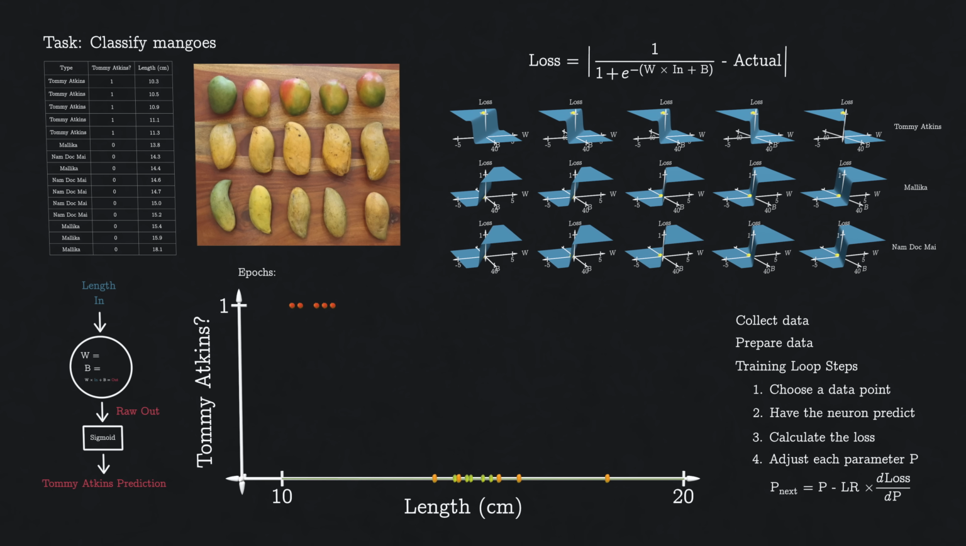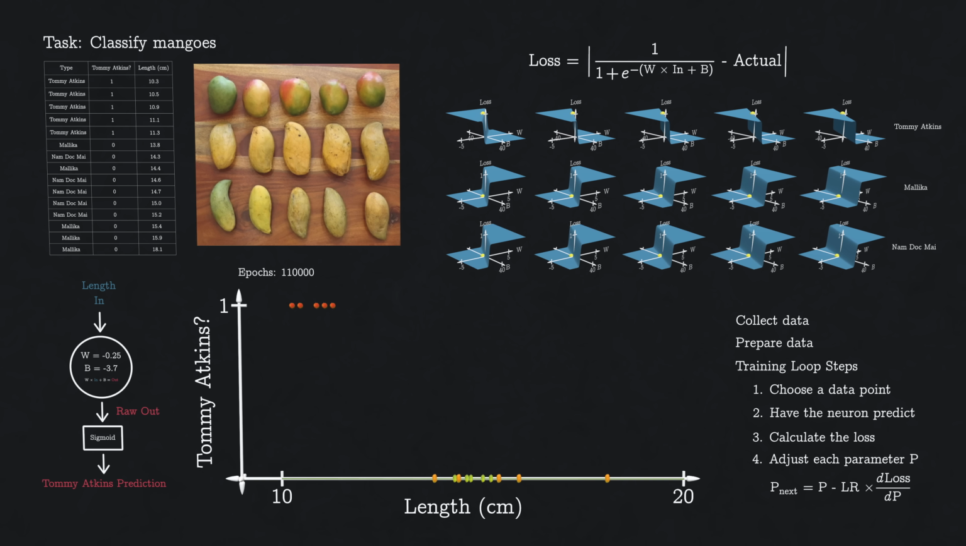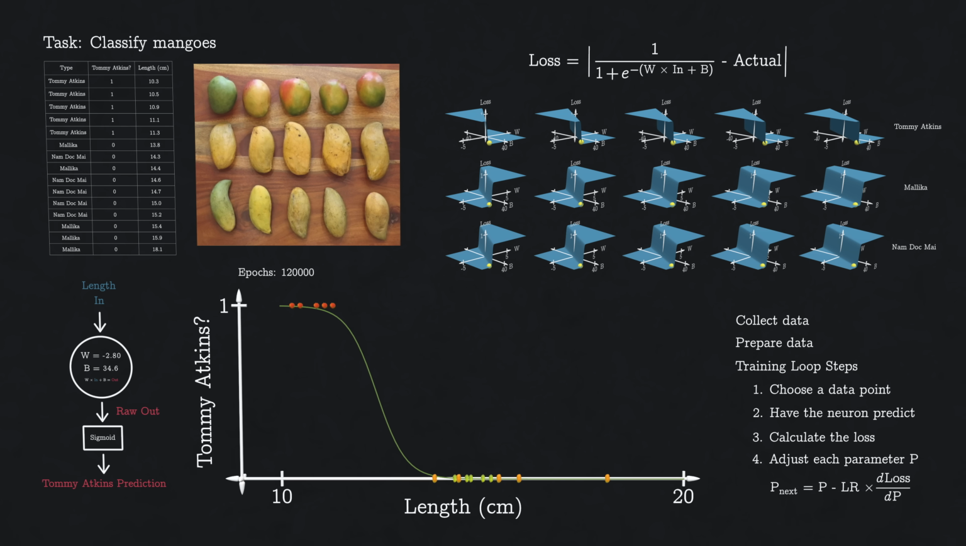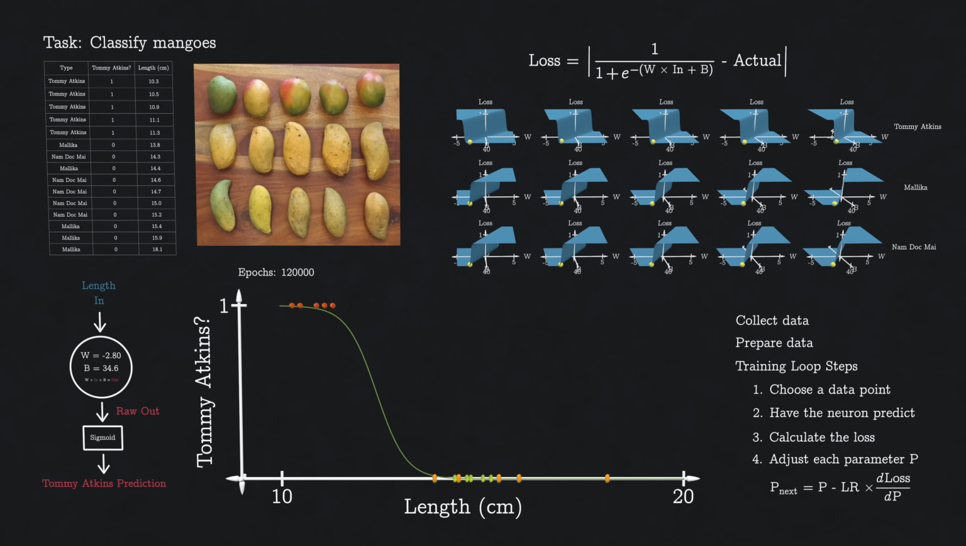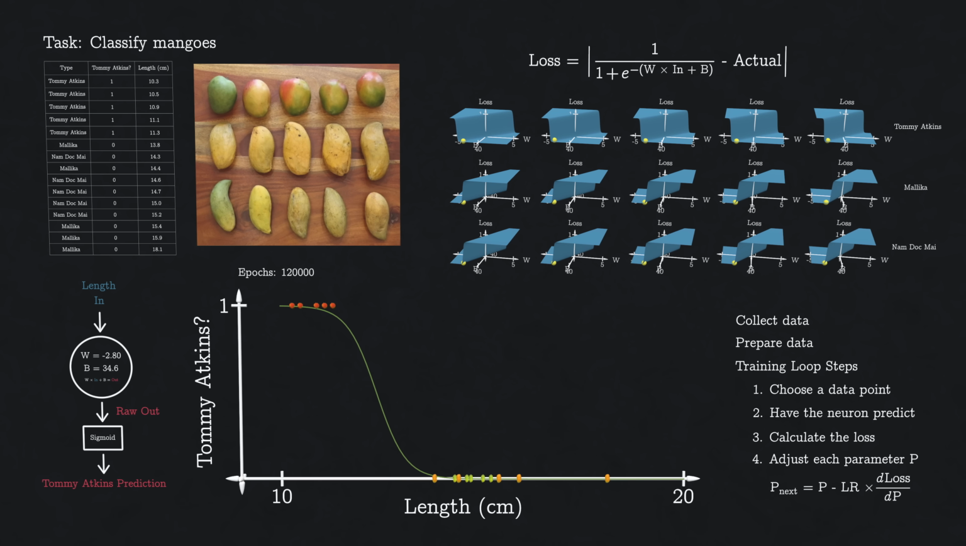After 10,000 more epochs, still not much movement, but if we do 10,000 more, going all the way to 120,000 epochs, it turns a corner, and suddenly the predictions are mostly right. For lower length values, the output is close to 1, and for higher length values, the output is close to 0. It still has some improving to do.